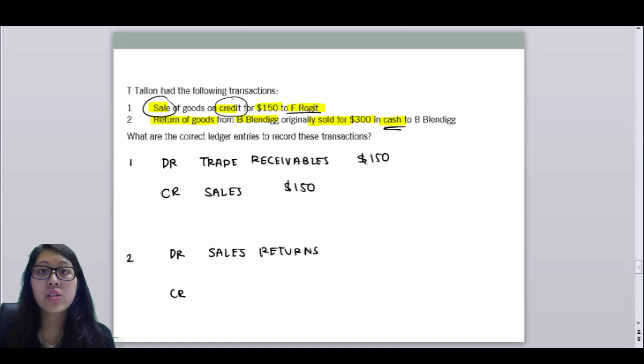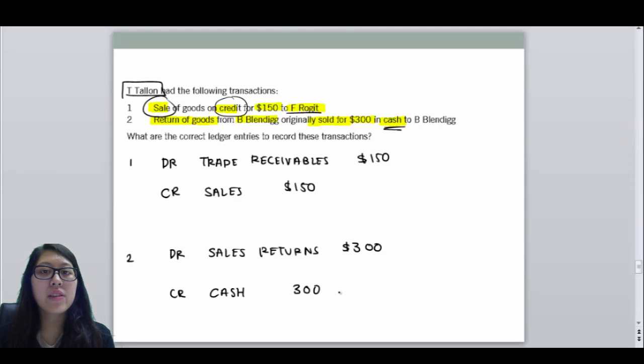So if he's returning the goods, of course we should also return the cash, because he will no longer have to be owning these goods and we don't have the right to have his cash anymore. So when cash is going down, and cash is normally an asset, if assets go down, we will need to credit that account of Talon. So credit cash by $300.